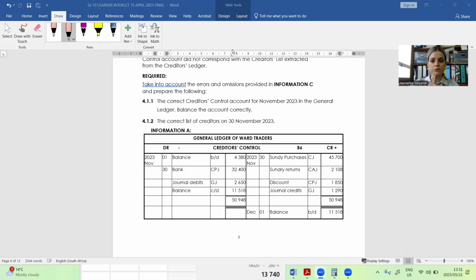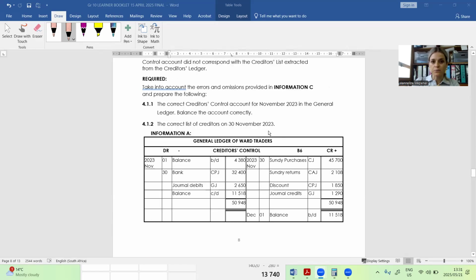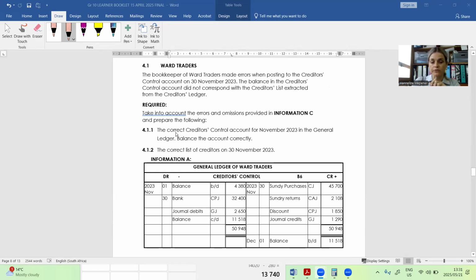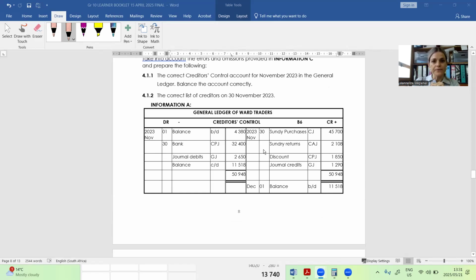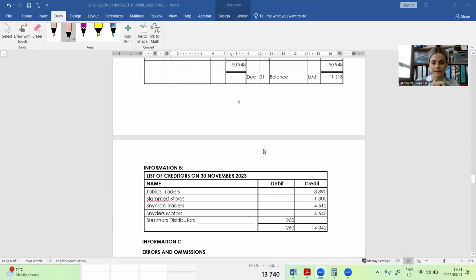Okay. Then I also made some purchases. I made some returns, and returns means that I owe my creditors less. So this should be a debit. They allowed discount when I made payment. And then I also had some GJ transactions. So clearly this is wrong. And that's why the first question is you must correct the creditors control account in the general ledger and balance the account correctly.